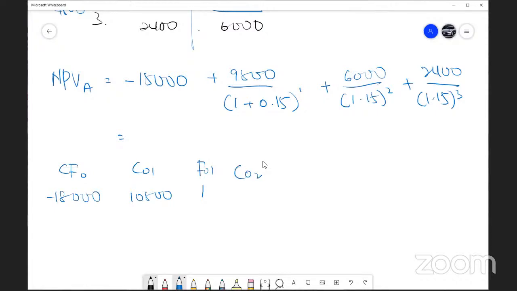Cash flow 2. Sorry, this one is wrong. This is for B. For A, it's negative 15,000. Negative 15,000, 9,500. Frequency once. Cash flow 2, 6,000. Frequency of cash flow 2, once.